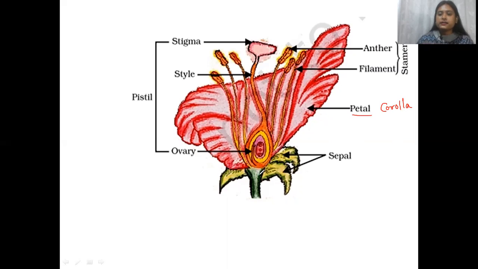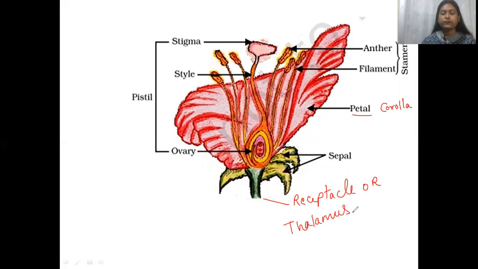So in successive whorls, these things are placed in a flower. This particular thing that you are able to see, this green stalk-like thing, is known as the receptacle. It is known as the receptacle or thalamus, upon which the whole thing is borne. Okay, upon this receptacle or thalamus, the different parts of the flower are borne.